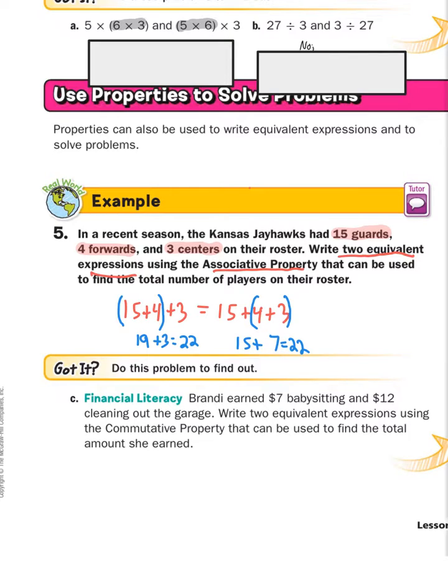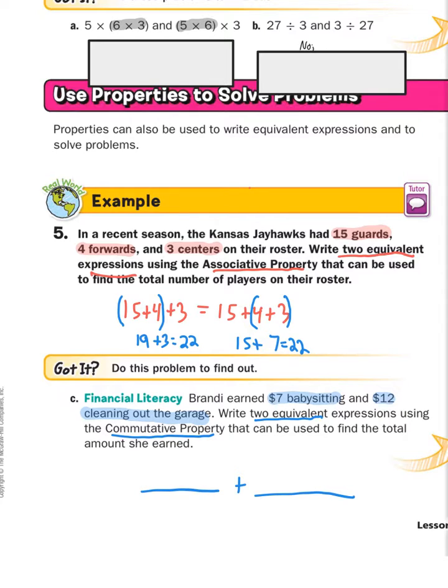Now let's read C because you're going to be doing this one. This says, Brandy earned $7 babysitting and $12 cleaning out the garage. Now it says, write 2 equivalent expressions using the commutative property that can be used to find the total amount earned. Now, remember what commutative property means. You could look on the top of the page to the left in your book to remind you. So, write 2 equivalent expressions. It'd be something plus something using the commutative property. All right, pause it, write it, restart it when you're done. Go.